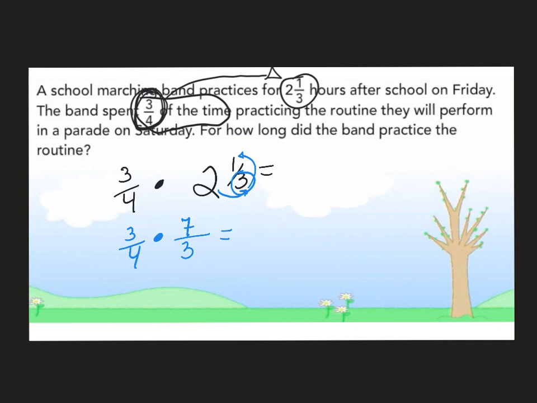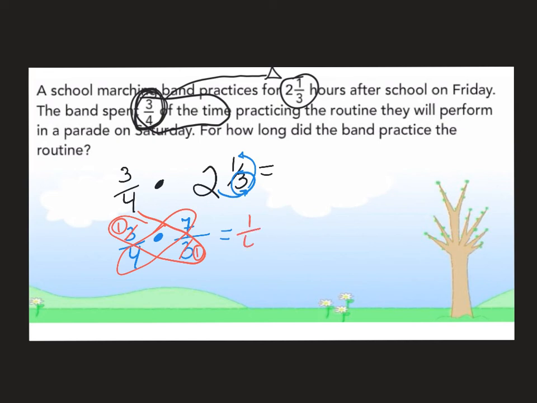Now, I multiply straight across, but I want to cross reduce. I can't cross reduce the 7 and the 4 because the only number that goes into both is 1, and that doesn't help me. I can, however, cross reduce the 3 and the 3. Well, what number goes into 3? 3. 3 divided by 3 is, that's right, 1, and 3 divided by 3 is 1. So I can change those to 1s.